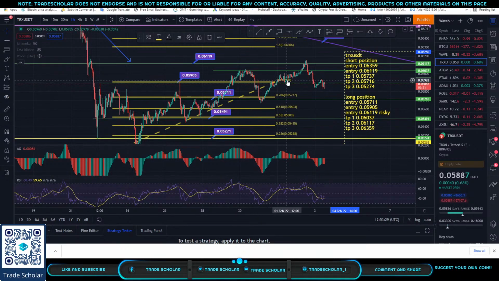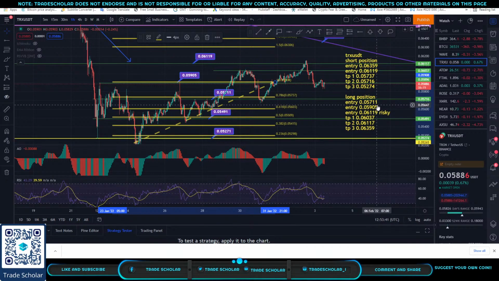The risky one is 0.059. Another long position here, 0.05908. Okay, another here. And then the risky is 0.06119. So we hit the 0.06119, the risky one. Not a good long position, but at least we hit our 0.06.